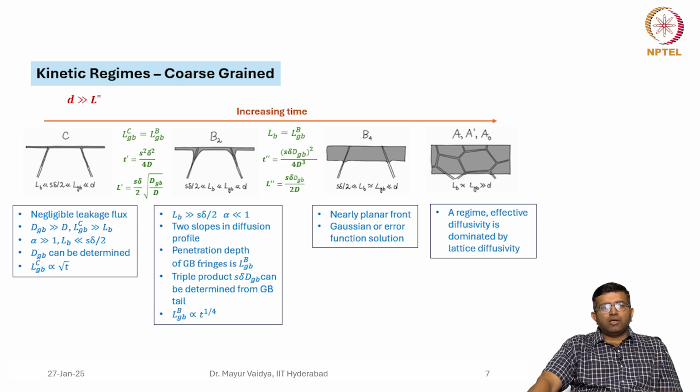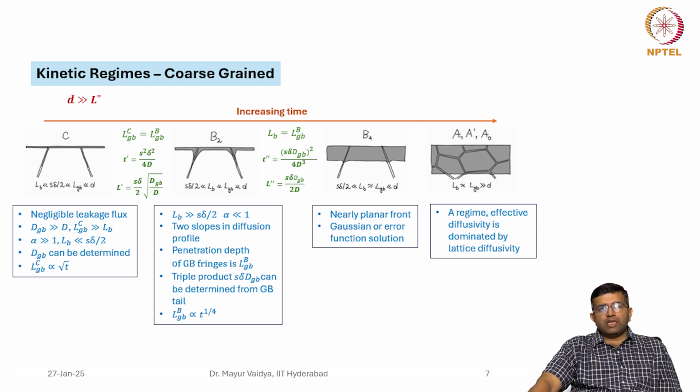And this characteristic length LGBC is directly proportional to root T. So, remember LGBC represents the diffusion length here, and it is proportional to root T. It is basically like a root DGB T dependence.